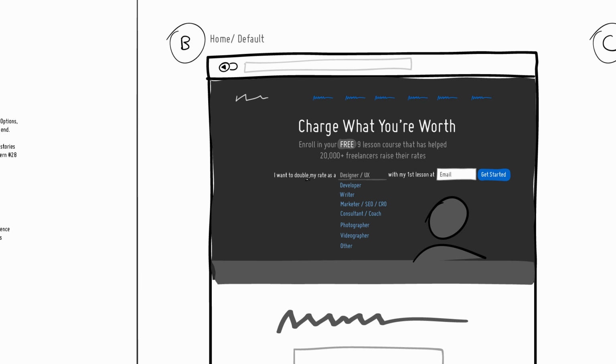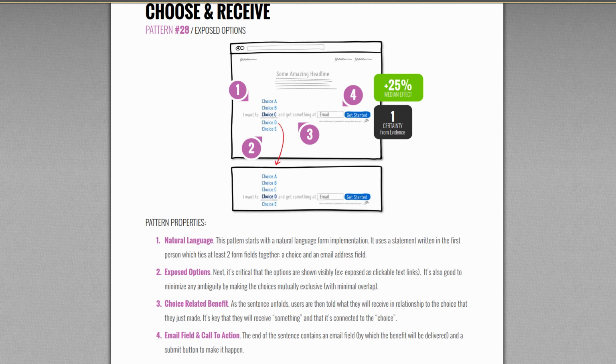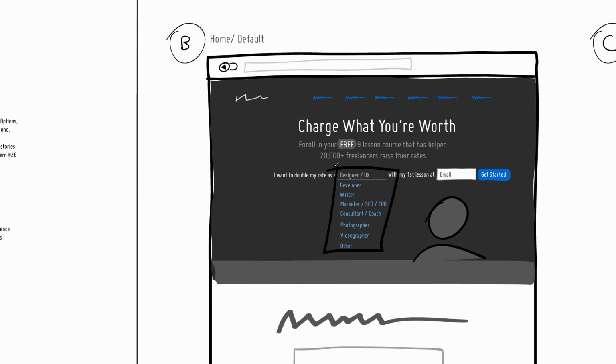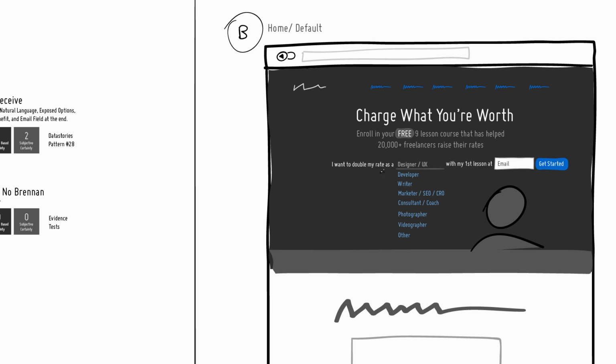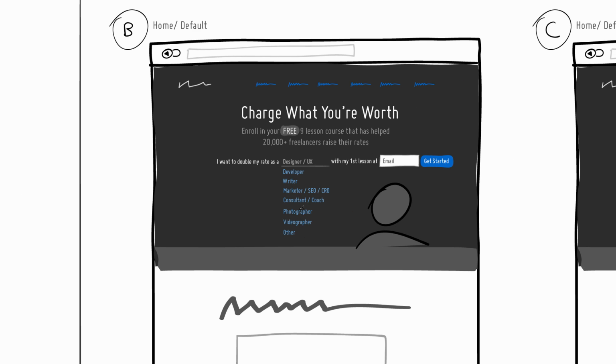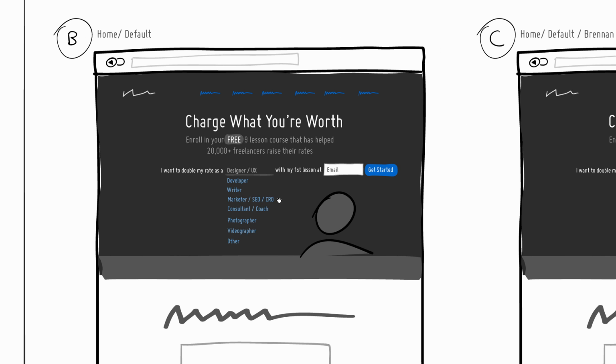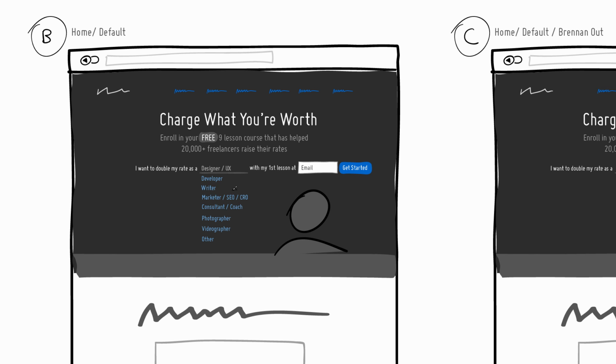The other thing that's being hinted at here is consistency, repeating the URL, the site's name, and the key benefit. So I want to double my rate as a... This is the second element of the pattern, which is to expose the options. Instead of using pull downs, we would be just showing all options, all these options that are actually hidden here. They begin to resonate. People could associate with them more rapidly.